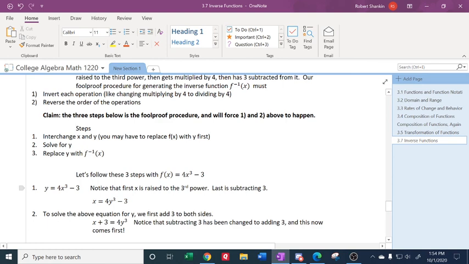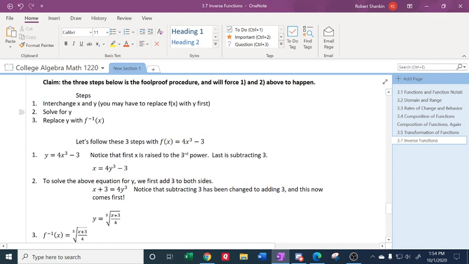And there's a little statement here. It says, notice that first x is raised to the third power. Like if I told you x is 10, how would you find f of x? You'd first raise 10 to the third power, then you'd multiply by 4, and then subtract 3. So the first thing you're doing is raising to the third power, and the last thing you're doing is subtracting 3.